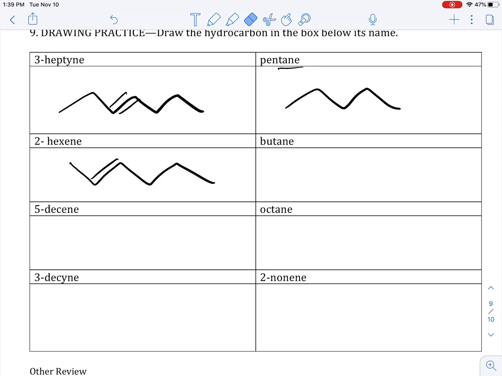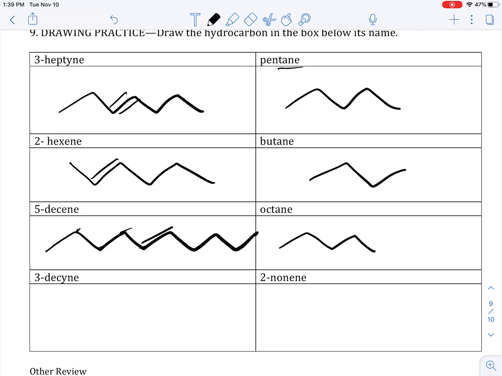Okay, so but is 4. That's actually 5. My bad. 1, 2, 3, 4. All single bonds, so we're good to go. Dec is 10. 1, 2, 3, 4, 5, 6, 7, 8, 9, 10. And then go to your fifth one. 1, 2, 3, 4, 5. In between 5 and 6, I have an ENE double bond.